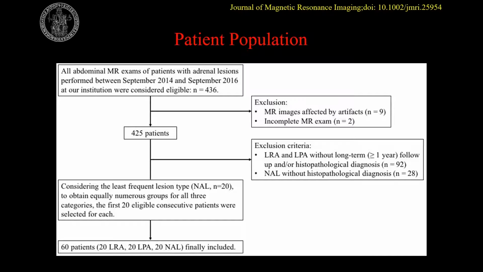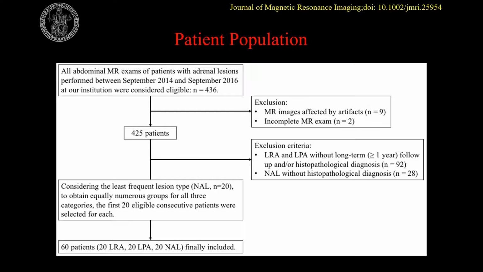We then excluded patients with incomplete exams or exams affected by artifacts, and we also excluded suspected lipid-rich or lipid-poor adenomas without confirmation with long-term follow-up or histopathological diagnosis. Similarly, we also excluded suspected nonadenoma lesions without histopathological confirmation. Considering the least frequent lesion type, which were nonadenoma lesions with 20 cases, we decided to obtain an equal numerosity for our groups and selected the first 20 eligible consecutive patients for each category. In the end, 60 patients were included in our study, 20 with lipid-rich adenomas, 20 with lipid-poor adenomas, and 20 with nonadenoma lesions.